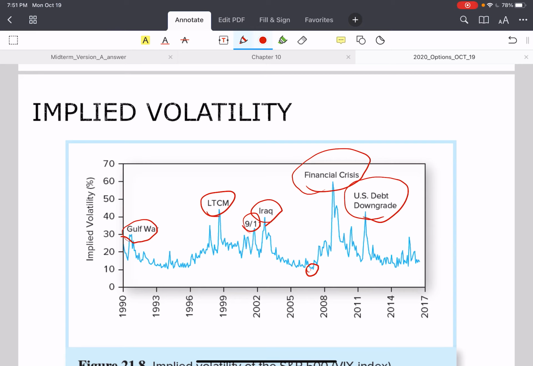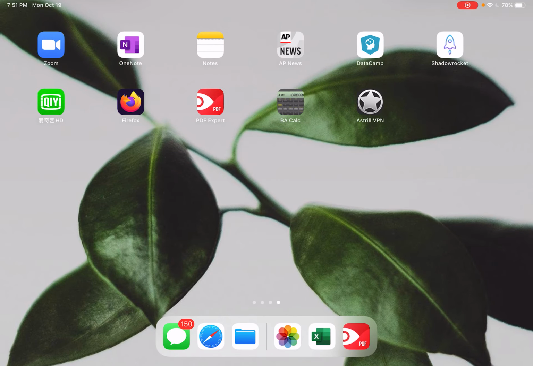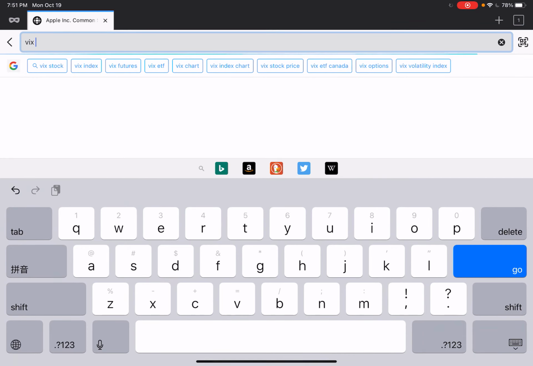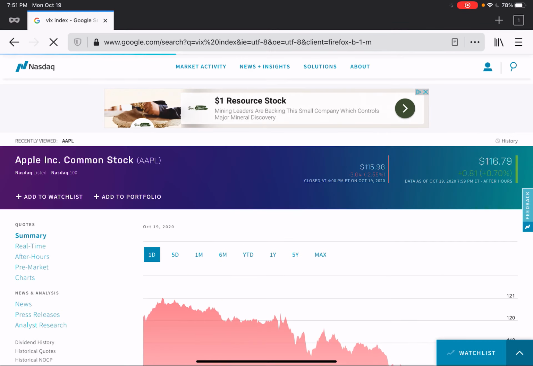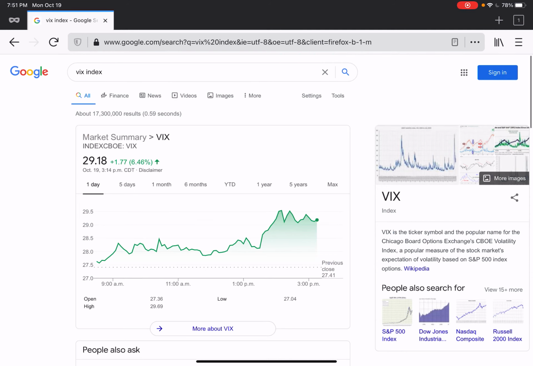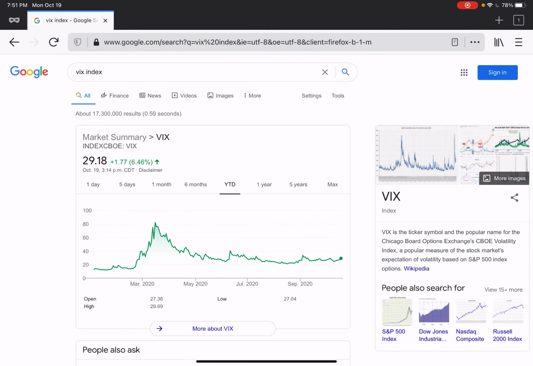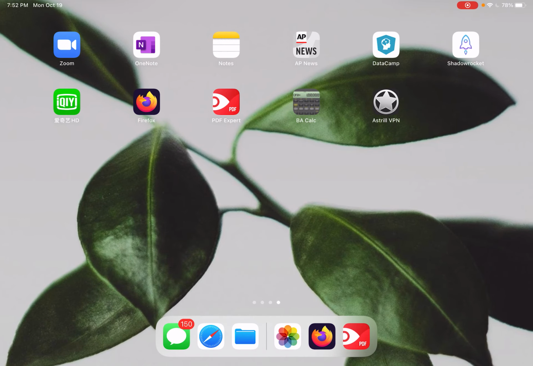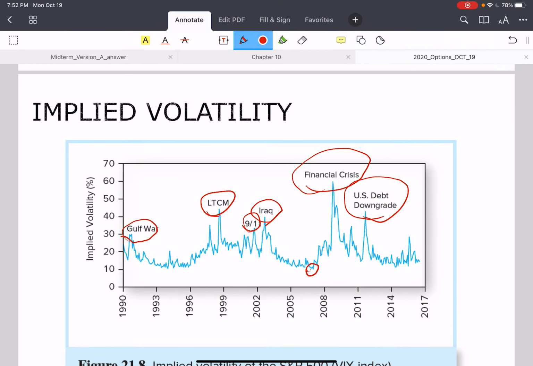If you look at the recent event, the VIX index, you can see that during this COVID panic period, VIX reached 82, right? I think 82 is actually the highest in the whole history, right? So you can imagine that at that time the market was really in panic mode.